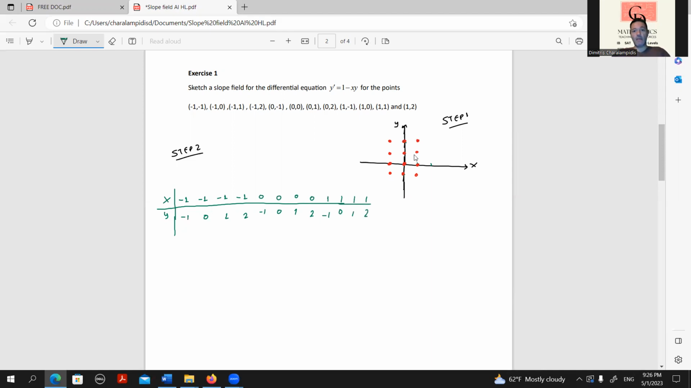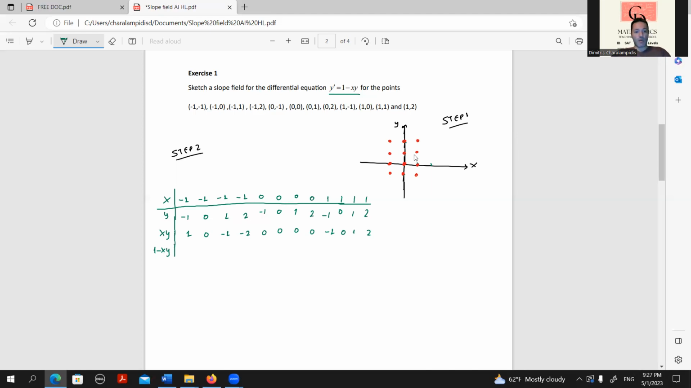Remember that I need to reach this expression here, 1 - xy. So it would also be useful if I could draw a third row to represent the product between x and y. -1 times -1 should be 1, 0, -1, -2, 0, 0, 0, 0, -1, 0, 1, and 2. And now I'm ready for the subtraction.